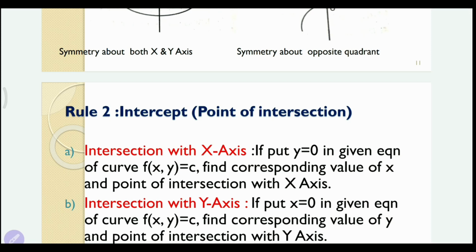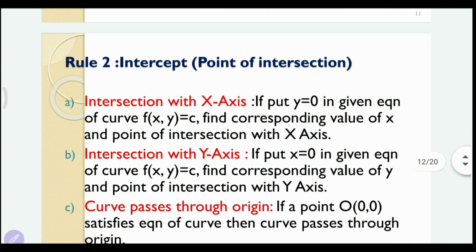The next point is intercept. That is, the points of intersection on the x and y axis that we are going to find. So how do we find the intersection on the x-axis? On the x-axis we know the y coordinate is always 0. So if we put y equal to 0 in the given equation of the curve, we get the corresponding value of x, and that is nothing but the intersection with the x-axis. Similarly, if you want to find the y-intercept, you put x equal to 0 and find the corresponding y point.